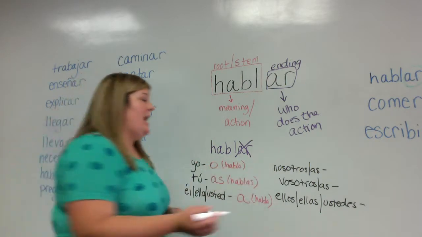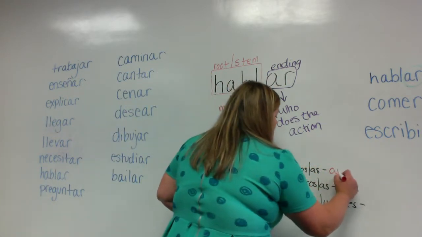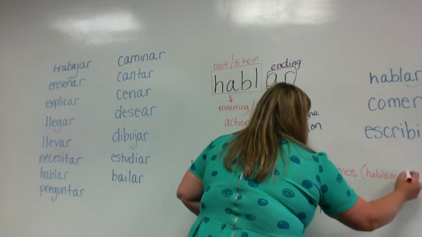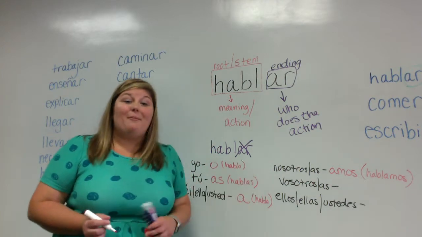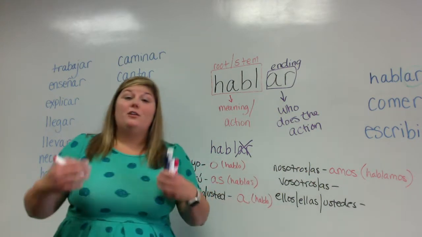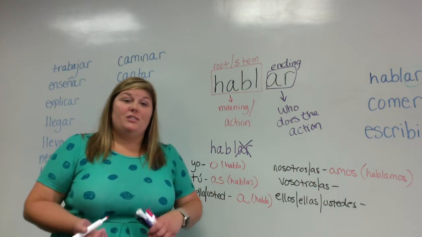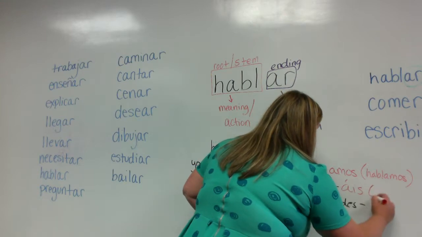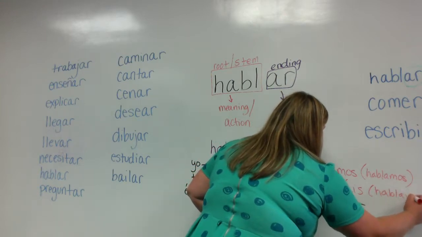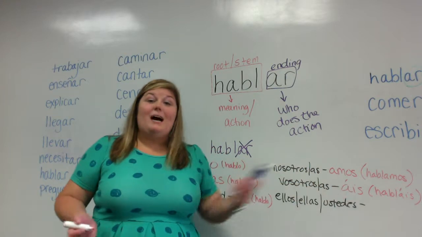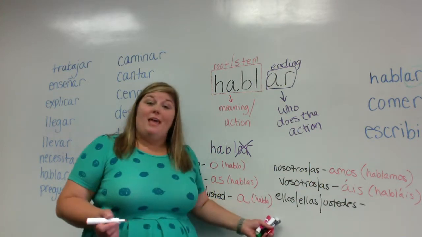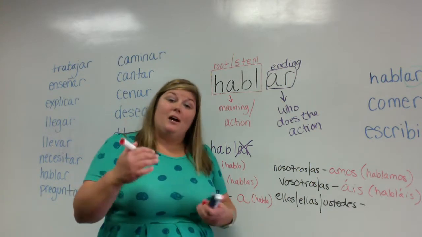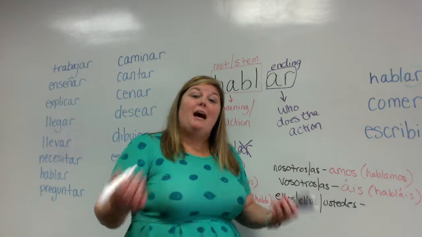If we are doing the action, drop the AR and add amos, hablamos. If you all in Spain, vosotros, are doing the action, we're going to drop the AR and add áis, habláis. And if they, male, they, female, and you all, ustedes, are doing the action, drop the AR and add an. So our verb is now going to be hablan.